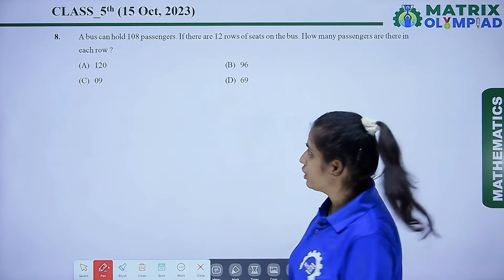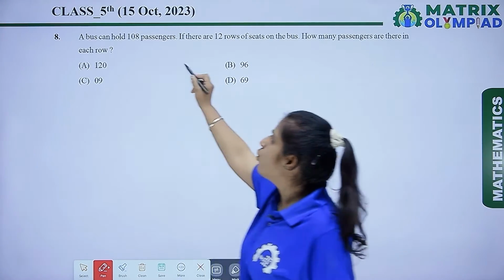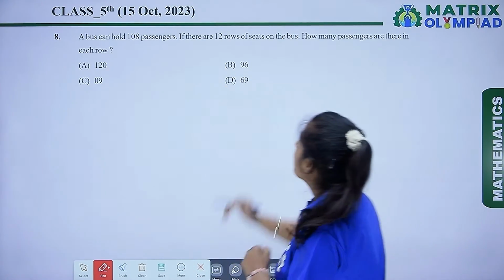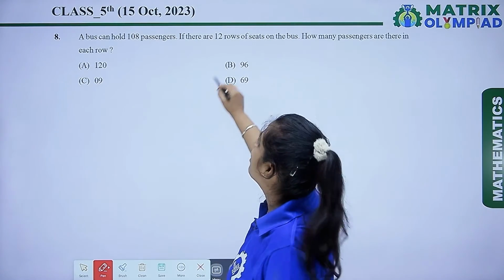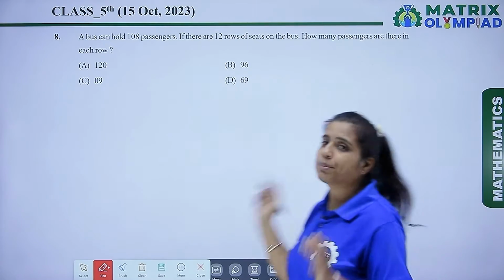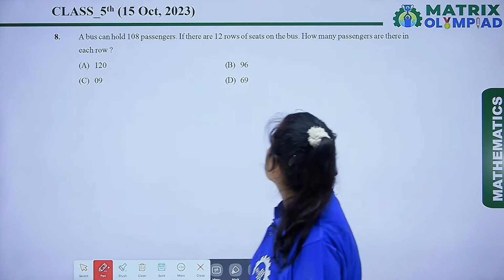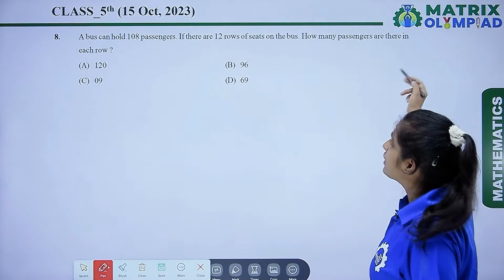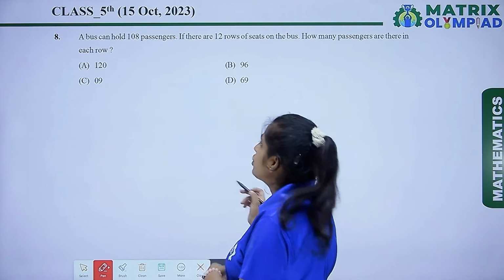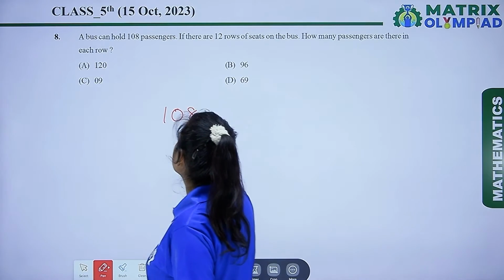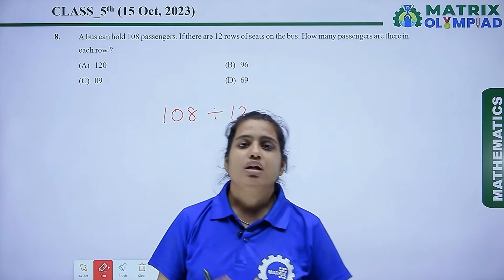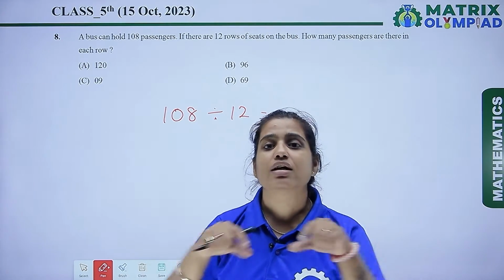Now the question number 8. Question 8 है, a bus can hold 108 passengers, means 108 passengers उस बस में बैठ सकते हैं जो बस हमें दी गई है यहाँ. If there are 12 rows of seats on the bus, अगर बस के अंदर 12 rows हैं तो क्या होगा? How many passengers are there in each row? हमें बताना है कि हर एक रो के अंदर कितने पैसेंजर्स बैठ सकते हैं. तो यहाँ पर आपको 108 को डिवाइड करना है 12 से, so that you can get the total number of passengers that can sit in a single row.